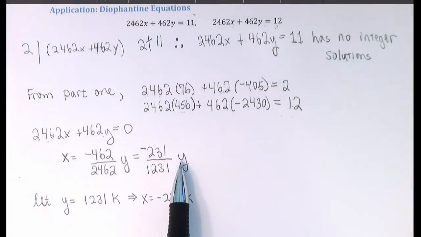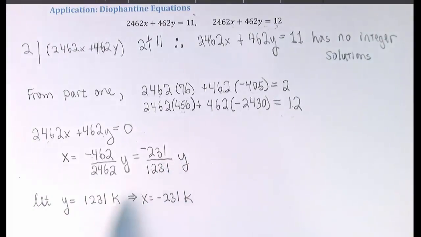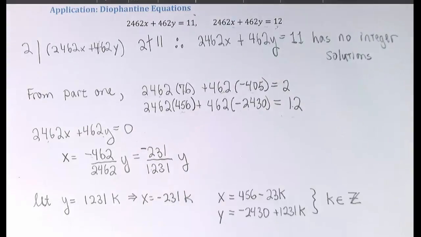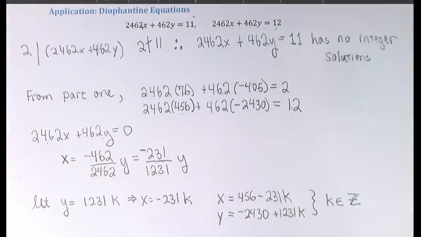If we're going to get integer solutions, we're going to need our y to be a multiple of 1231. So we set y equal to 1231k. Substituting that into the equation above, we see that x would have to be minus 231k. This gives us a general solution to the Diophantine equation. X is any integer of the form 456 minus 231k. Y is minus 2430 plus 1231k, where k is any integer.